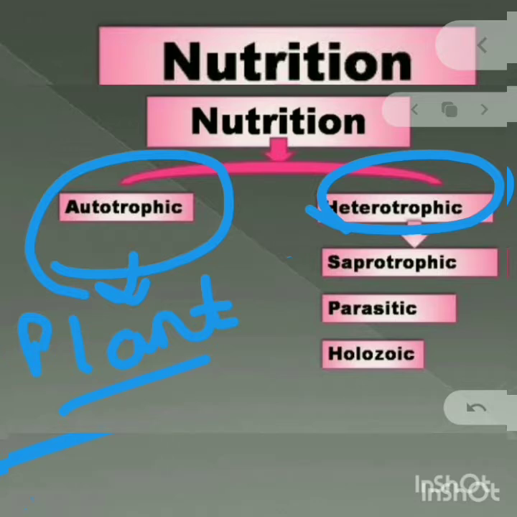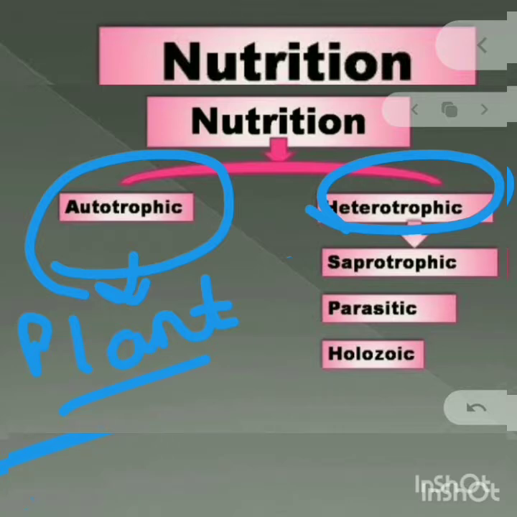Autotrophic nutrition, as its name suggests: auto means self, trophic means synthesize. So autotrophic nutrition is that in which living organisms prepare their food themselves, like plants prepare their food themselves only through the process of photosynthesis. So autotrophic nutrition is that in which living organisms manufacture their food themselves. Its example is plants only.